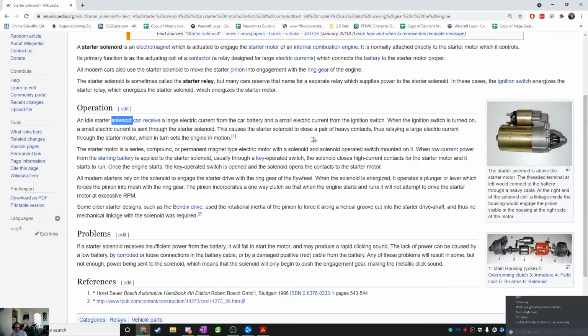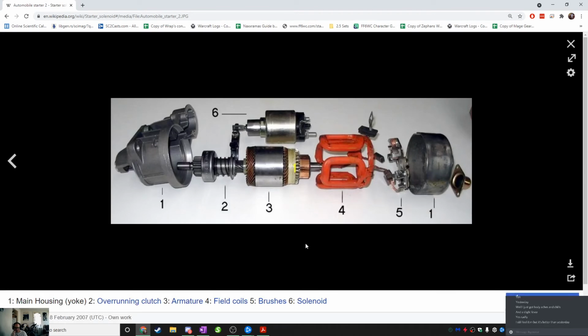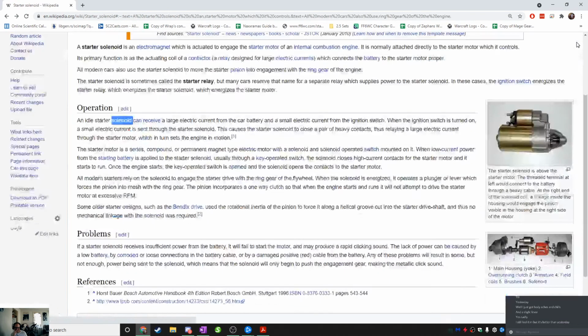So it's related to the ignition switch. I have to read more about this. So this is the solenoid. Oh boy, this is way beyond me. I do not know. Looking at this does not help. I don't know what's going on here.